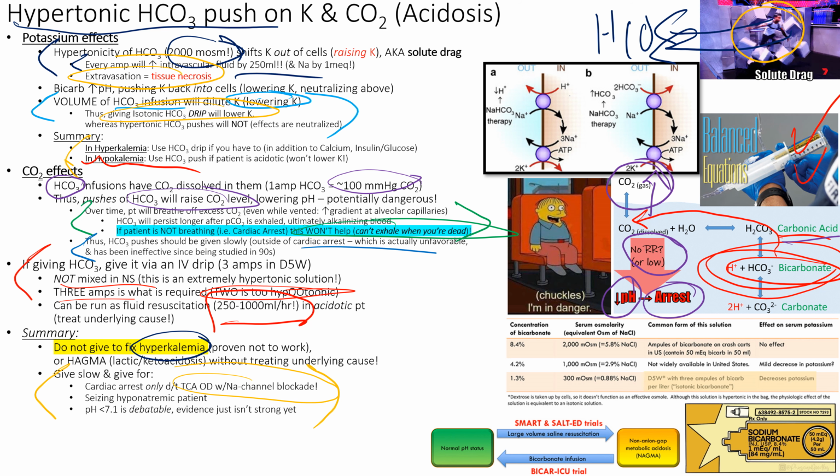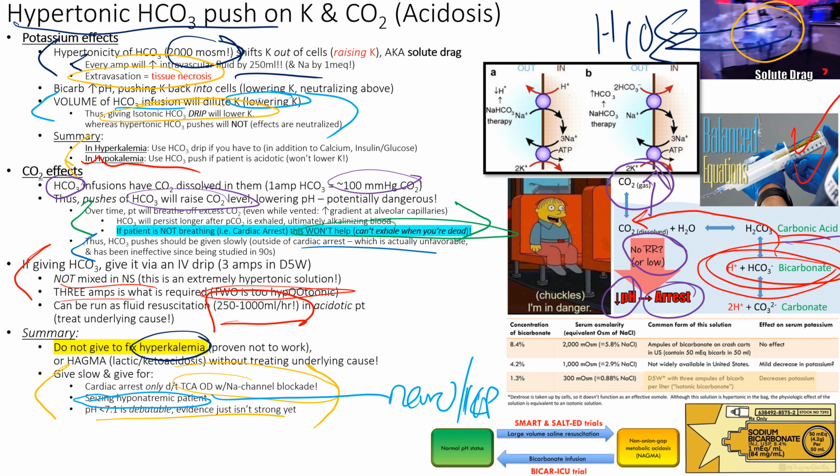Otherwise, a good reason for bicarb push is someone that is seizing, that's hyponatremic, or someone that has a neuro ICP situation. Okay, and then pH less than 7.1, they're like, you know what, YOLO. The pH is 6.7. Might as well try it. Let's see if it works. But as we found out up top, if you're not breathing, it's not going to help the situation, right?